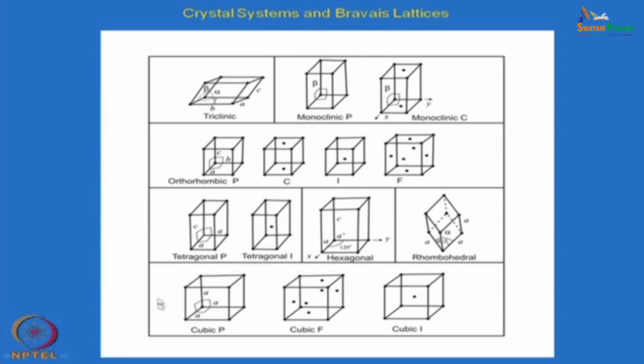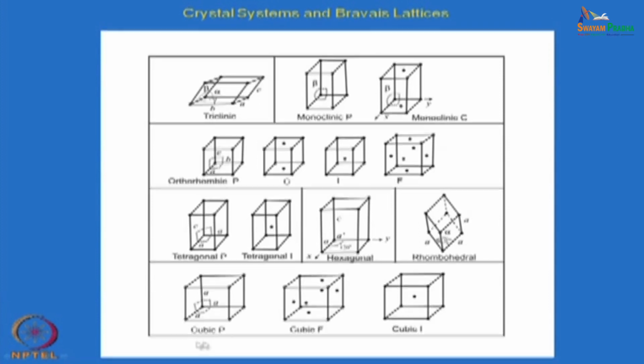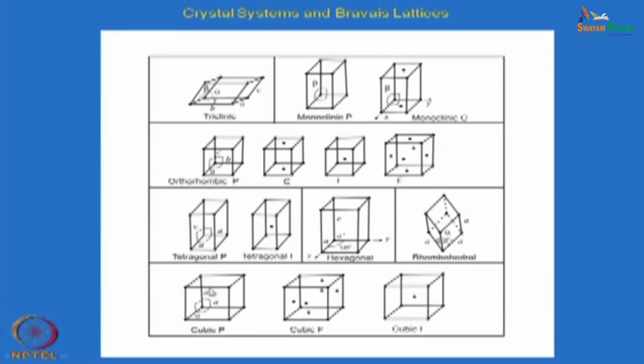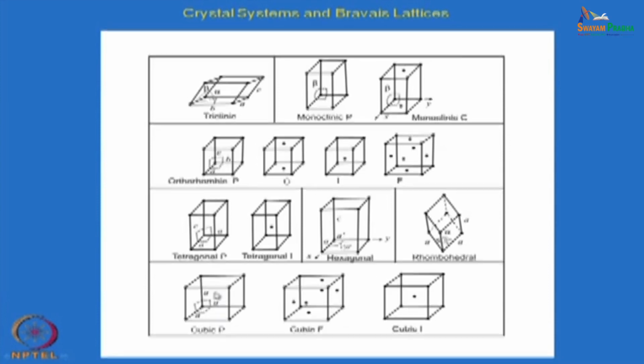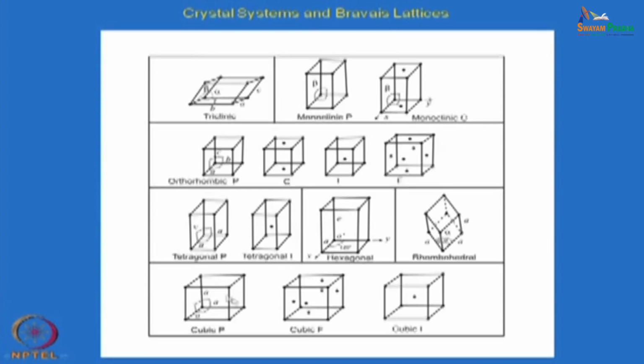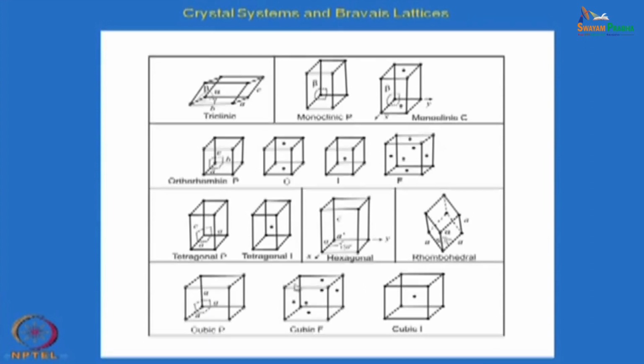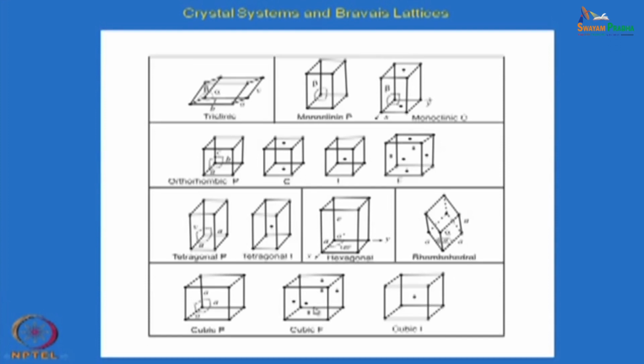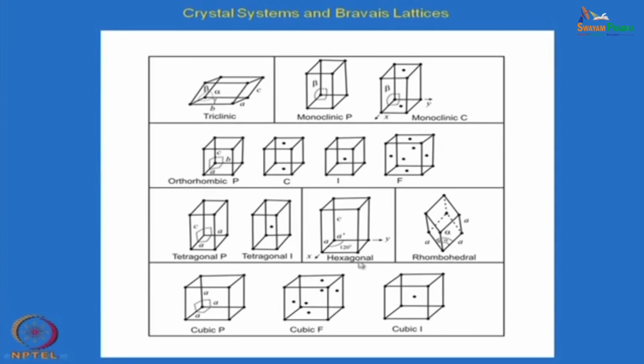In case of cubic, 3 varieties are there. So, it is the primitive, there is no atom inside either in the body center or face center, whereas this is a face center cubic structure, we have discussed this earlier, and hexagonal we have discussed quite extensively, and there is a body center also we have discussed earlier.